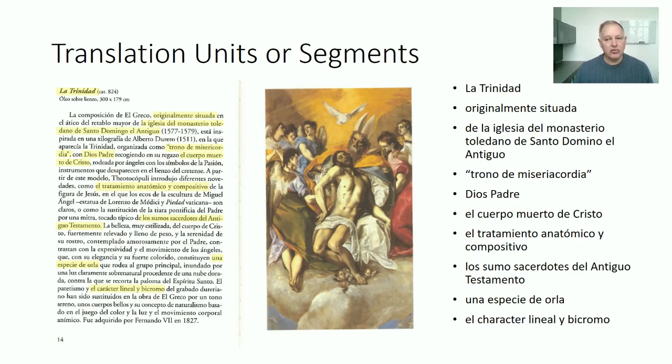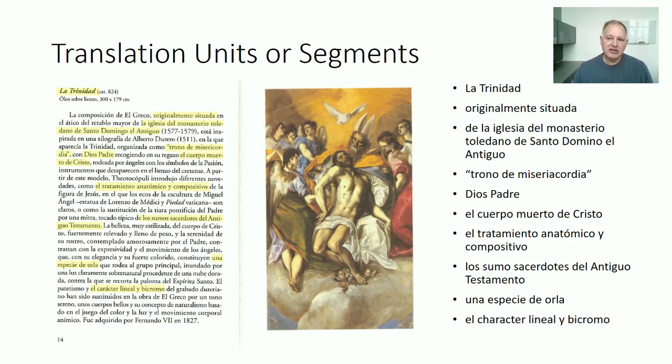sometimes the translation unit will be short. In other words, what are we focusing on to find that equivalent? And sometimes it'll be longer. So the first translation unit or segment in this text, source language unit, is La Trinidad. That's a very short two-word translation unit phrase. The third bullet point I have here, de la Iglesia del Monasterio Toledano de Santo Domingo el Antiguo, misspelled there, but it's Santo Domingo el Antiguo. You have to unpack that entire lengthy phrase to look for its equivalent.